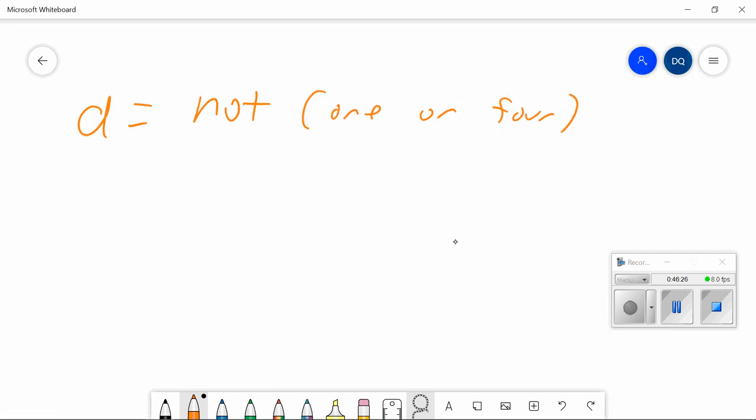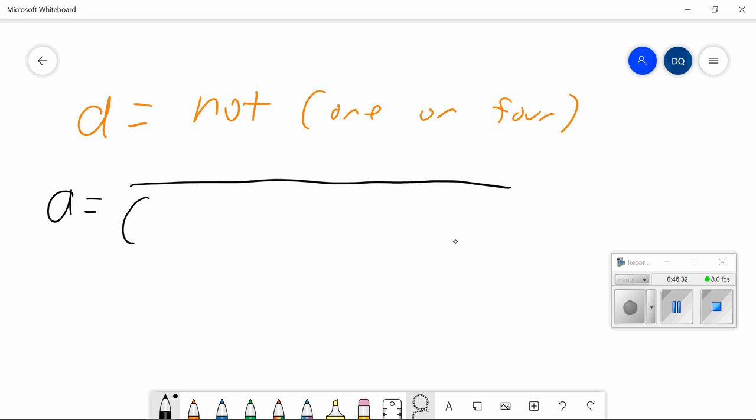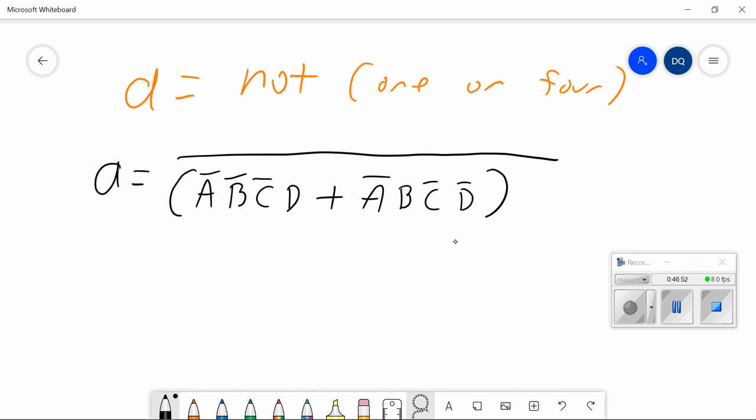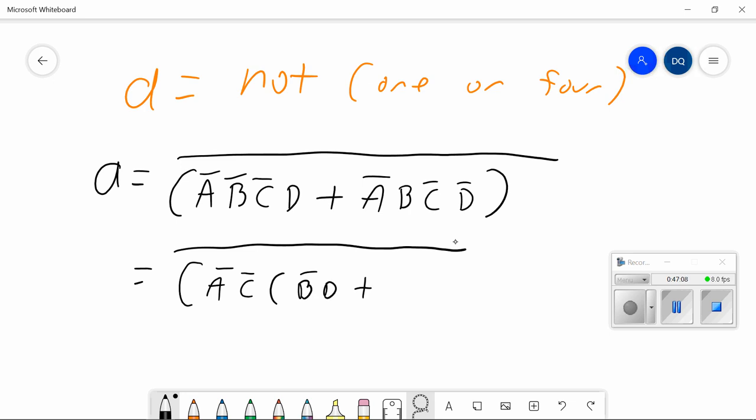Now remember the number 1. So A is not, and not is a line over it. And the number 1 is not A, not B, and not C, and D. Or the number 4 is not A and B and not C and not D. So if we do a little bit of Boolean algebra, let's start at the inside. So I've got common factors of not A, not C. And then I've got not B and D or B and not D.